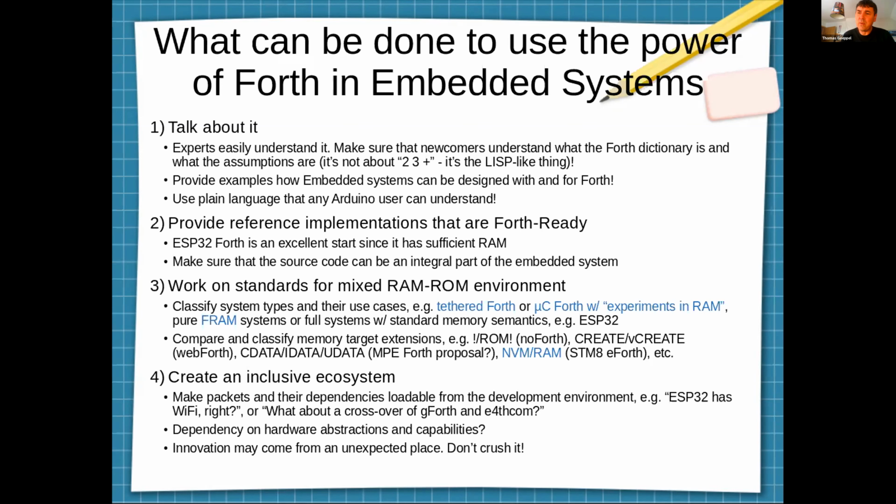Then what about talking in a package management system about hardware dependencies? One could declare such dependencies on memory allocation, etc., or hardware abstractions. It's also a good thing. I think that Peter talked about that, hardware abstractions for using sensors. It's interesting. And, of course, there are a lot of interesting things out there, and innovation may come from really unexpected places. Don't crush it.